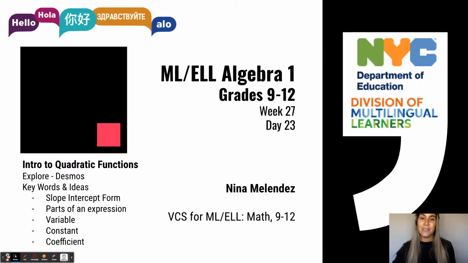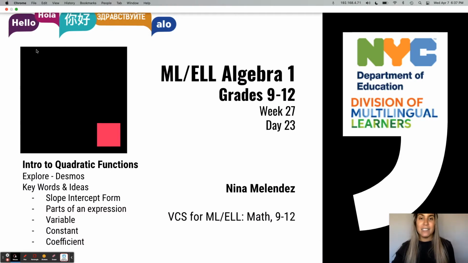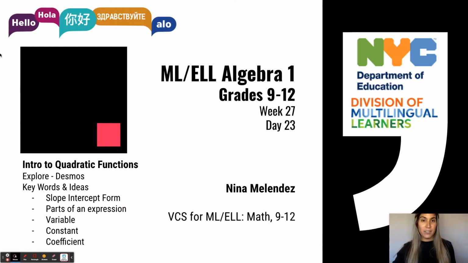I am the Virtual Content Specialist for Multilingual Learners and English Language Learners for Mathematics grades 9 through 12. Today we're going to be looking at Algebra 1, Week 27, Day 23, part of our Intro to Quadratics unit. We're going to specifically be looking at our Explore portion of the lesson using Desmos, and we're going to focus on keywords and ideas that recall slope-intercept form, parts of an expression, including the variable, the constant, and the coefficient.